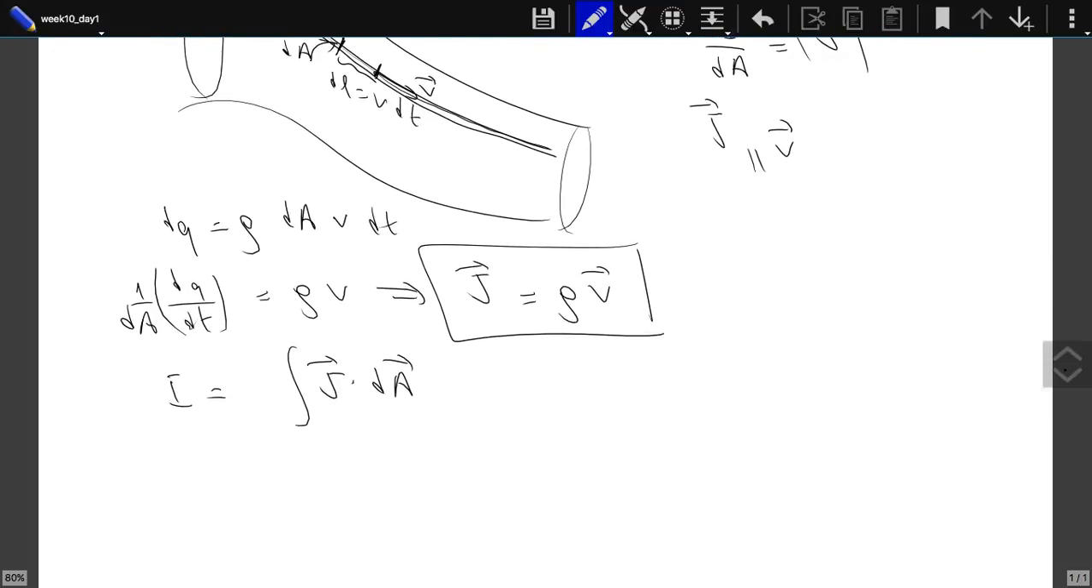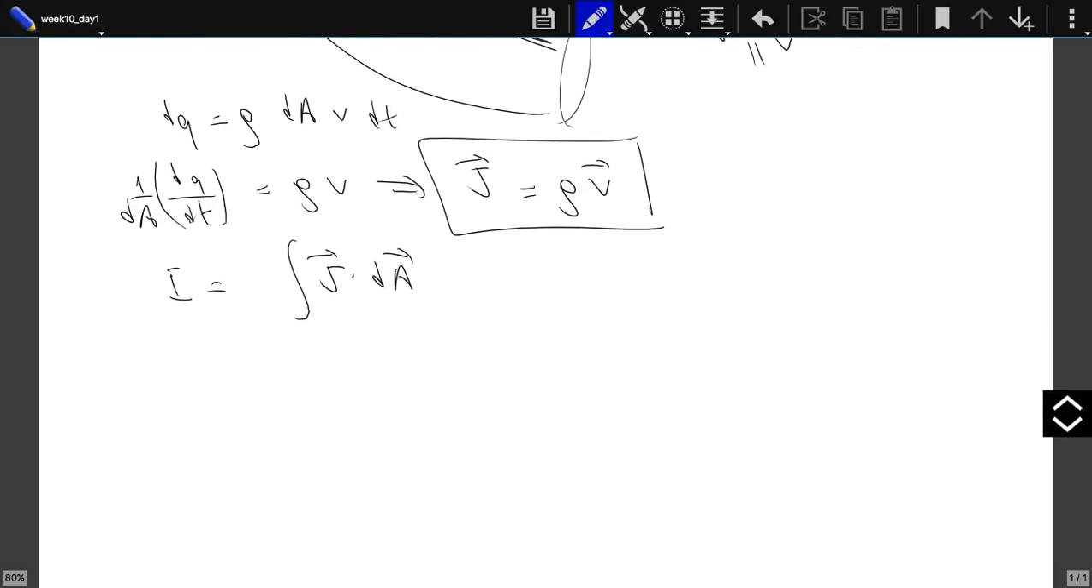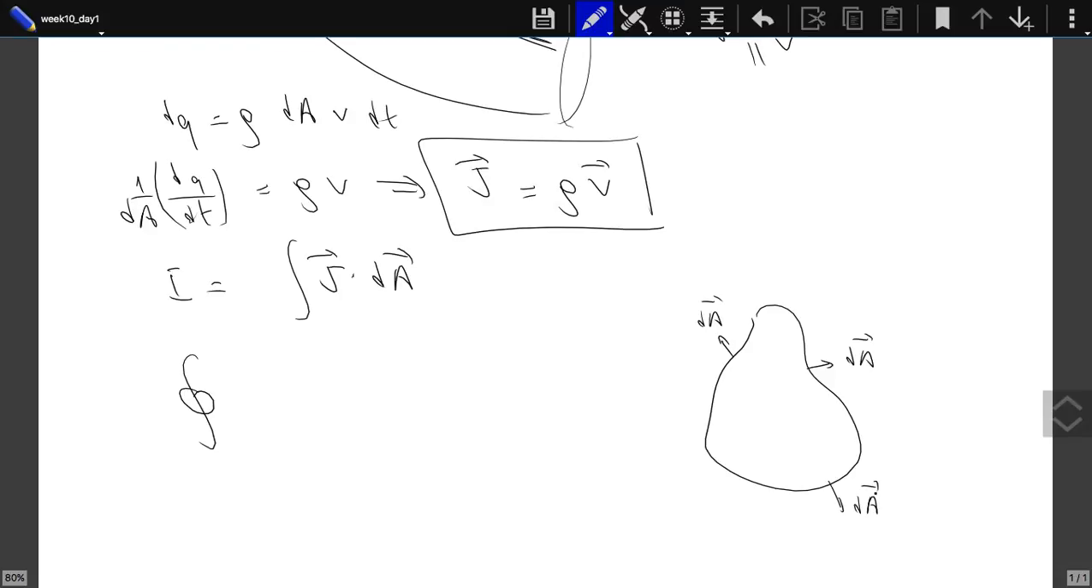So J, I repeat, is again the number of charges passing through a unit area per unit time. So this is what our J is. Now let's consider a closed area. So we have this area. I have my dA vectors, always perpendicular to the surface. I can have some current density in that region.